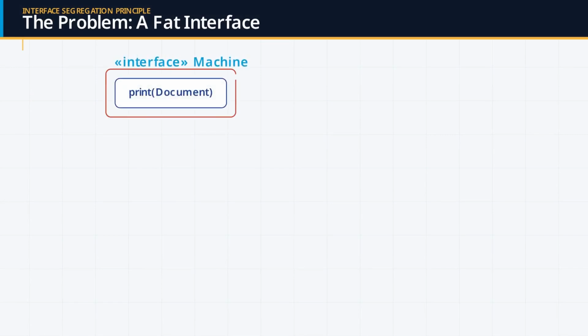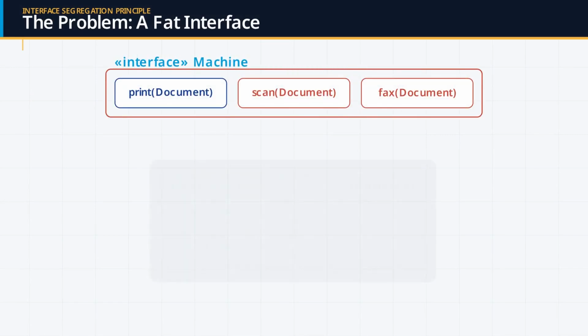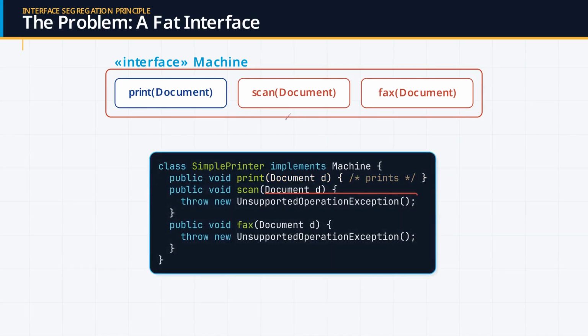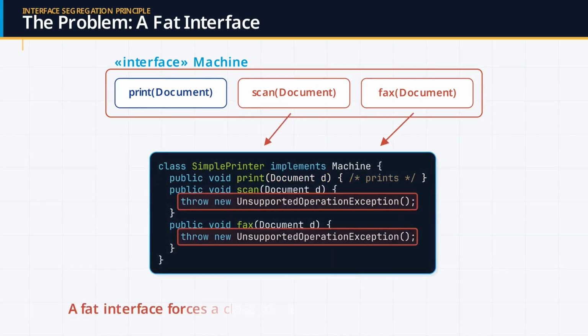Imagine a single machine interface that bundles every capability: print, scan, and fax. SimplePrinter can only print, yet it's forced to implement all three. The unused scan and fax methods just throw an unsupported operation exception. This is the problem. A fat interface forces a class to implement methods it doesn't need.